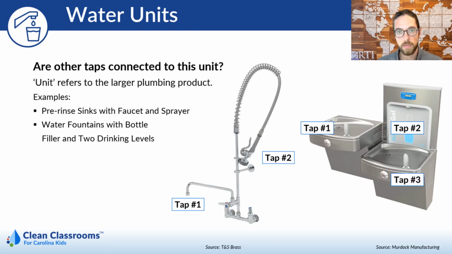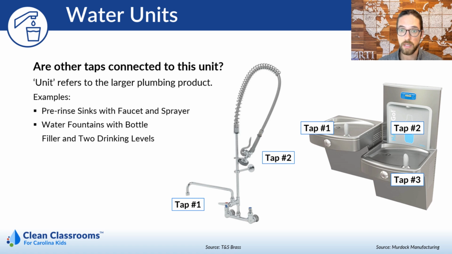For each tap, you will also be asked if there are other taps connected to it. So what does that mean? Depending on the type of water outlet, there may be one or more taps at a single unit. For example, a pre-rinse sink sometimes includes two taps, one faucet and one sprayer. So that would be two taps, but one unit.